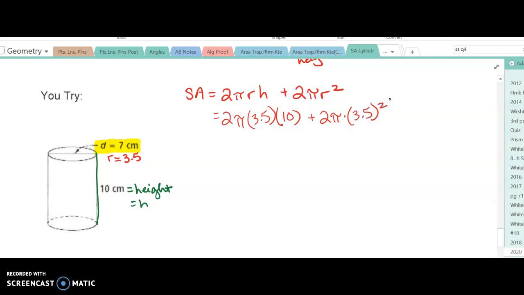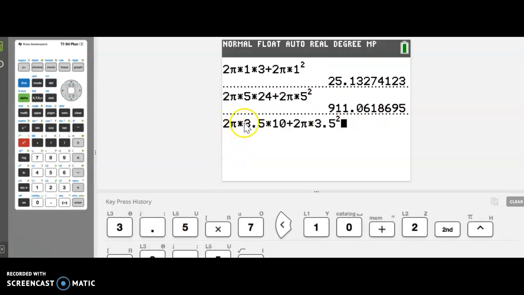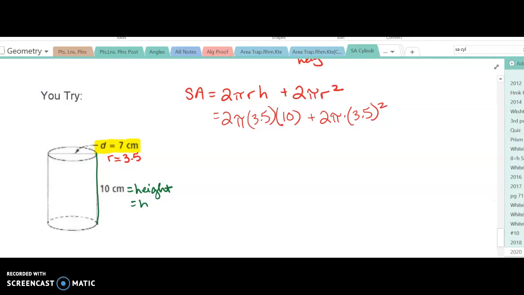And again, we put that in our calculator. 2 pi times 3.5 times 10 plus 2 pi times 3.5 squared. It looks like that comes out to 296.88, which, since this 8 is 5 or greater, we will round up to 296.9. And that's centimeters squared.